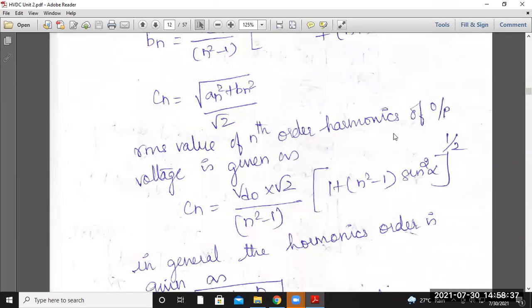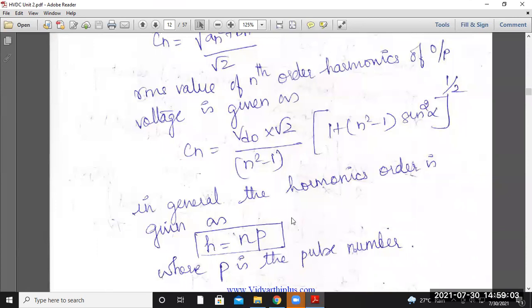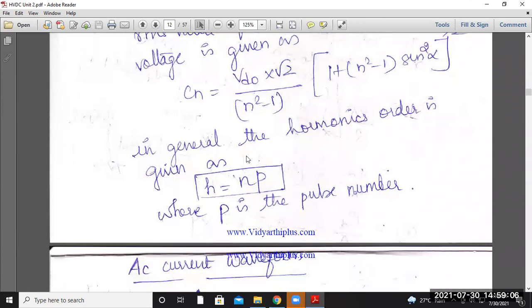The RMS value of the nth order harmonics of output voltage is given by this equation: Cn equals Vd0 into root 2 divided by n square minus 1, multiplied by 1 plus (n square minus 1) sin square alpha, to the power 1 upon 2. You can say it is just under root. So in general, for the DC harmonics, the order of the harmonics can be given as h equals np, where p is the pulse number. As you have seen, if there are 6 pulses, we have taken 6, so the equation was 6p.